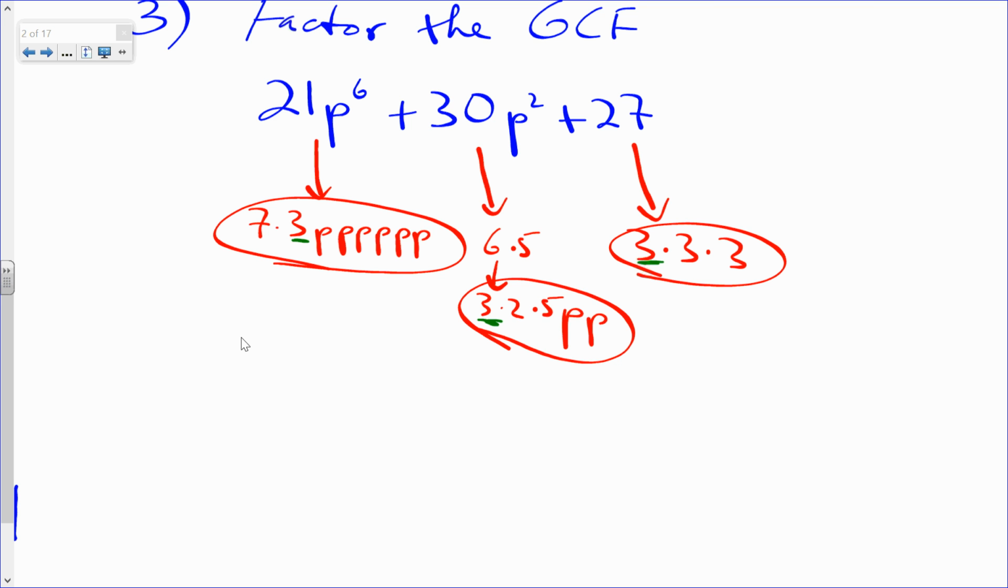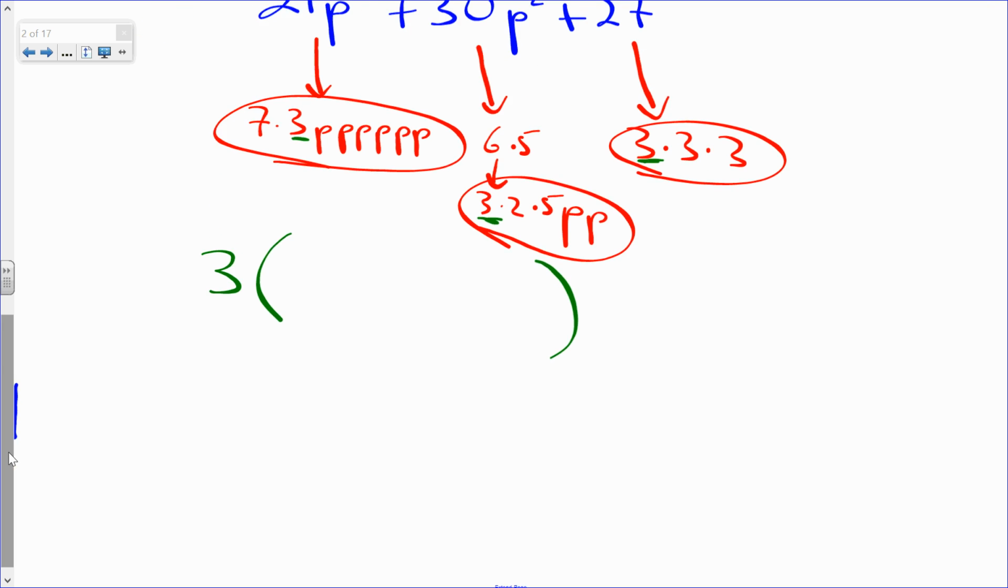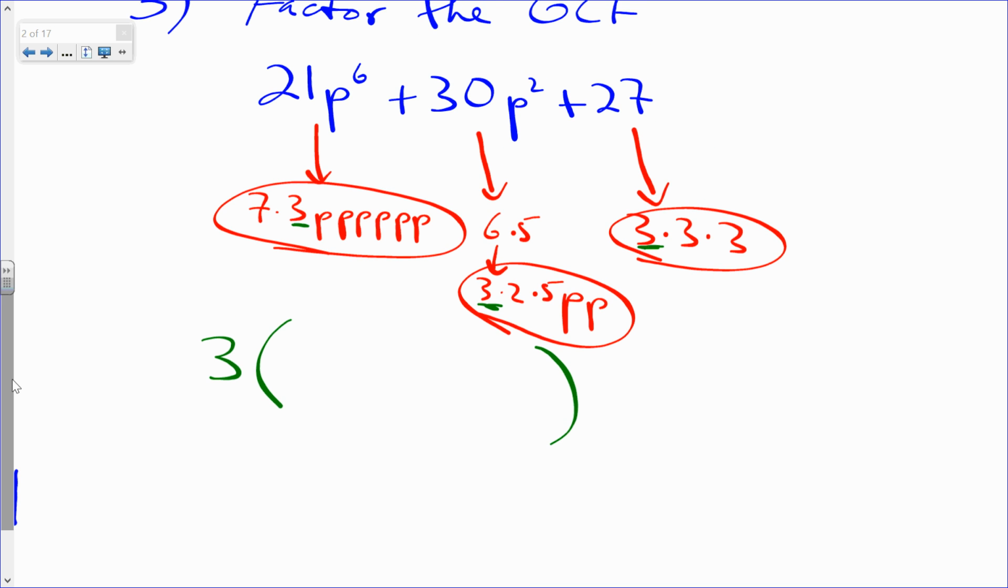So look at this. Here's our final expression. 3 times... okay. What's left over here? 7p to the 6. Whatever's left over is what's going to be here. Notice, whatever I didn't underline is what's left over, 7p to the 6. Which makes sense, because 3 times 7p to the 6 is going to be 21p to the 6.